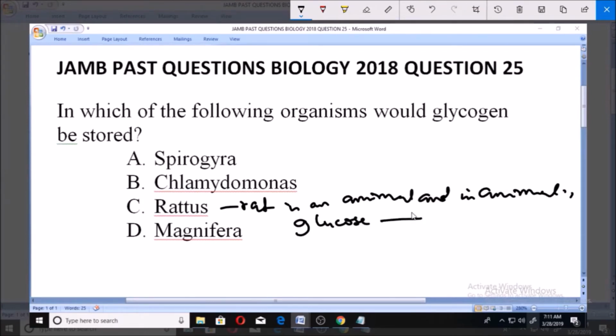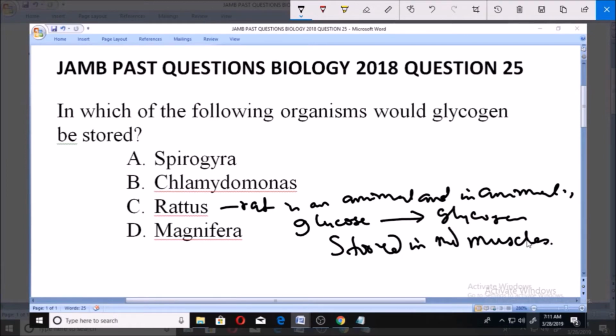You have glucose being converted to what? Glycogen, and stored in the muscles. So once you convert glucose to glycogen, you can store it in the muscles of animals. This occurs when insulin promotes glucose conversion into glycogen. So you have an enzyme known as insulin that helps this to happen. So when this conversion is done, then glycogen can be stored in liver or muscle cells. So you can store them in muscles and liver cells.